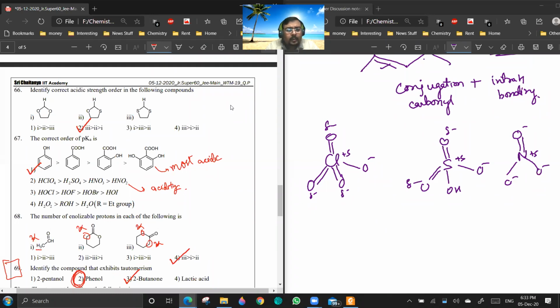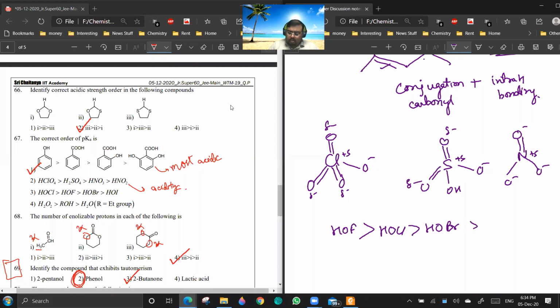So the order in this case should be HOF greater than HOCl greater than HOBr greater than HI. Yeah, this should be the order. So is it data-based? Yeah, that is what I'm trying to check.